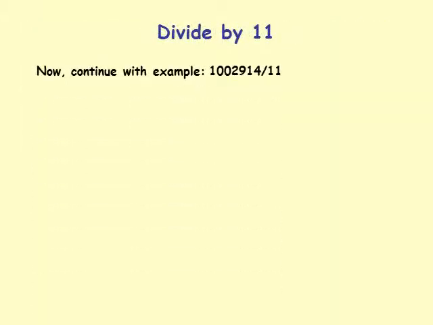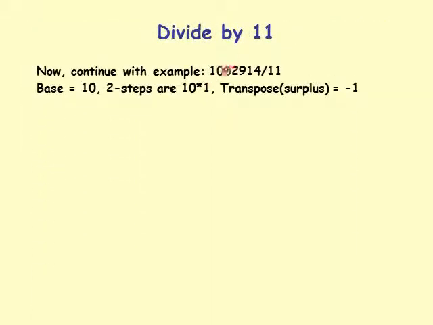But now we consider an example. The example is 1002914 divided by 11. The base is 10. 11 is close to the natural base number 10, whose two-step divisions are 10 times 1. 10 is the natural base number and 1 is the other factor of the chosen base. Okay, the transpose of the surplus is 1. The transpose of the surplus is minus 1. Okay, let's continue here.